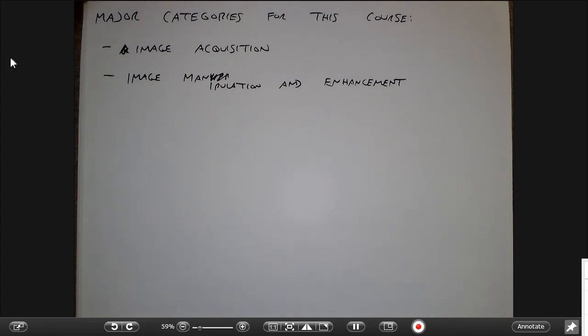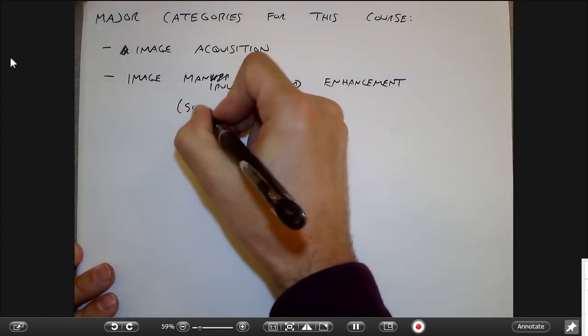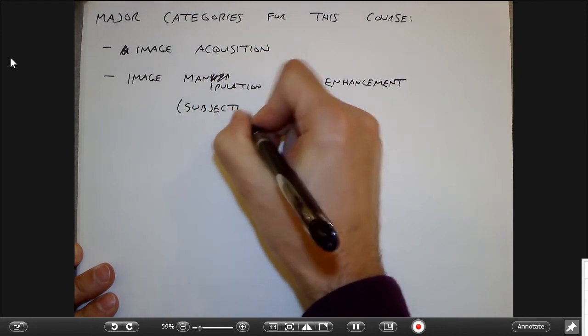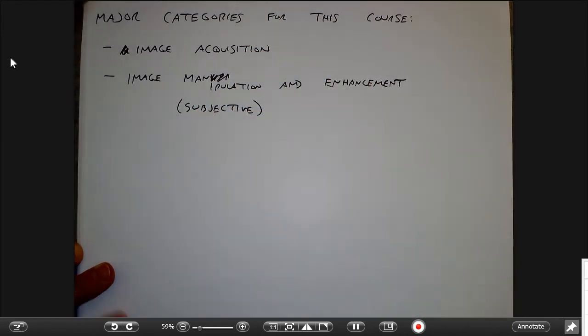And I guess I would call this the subjective process. So things like geometric operations and photometric or grayscale or color operations, right? So how do I make the image look better to me, okay? And so you guys are probably already doing that in the real world.